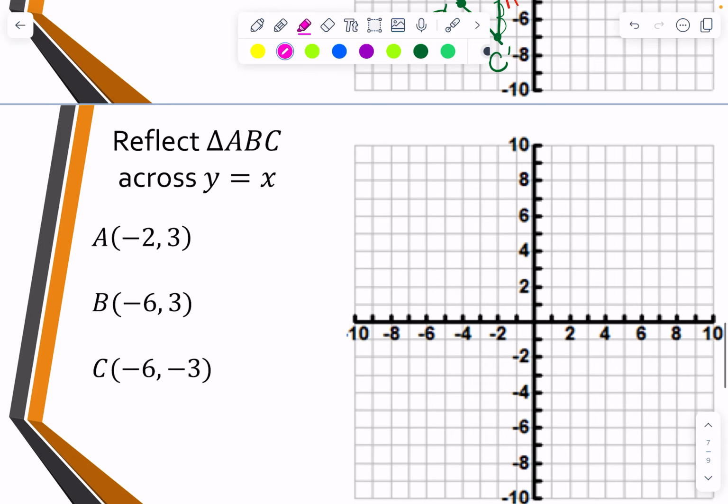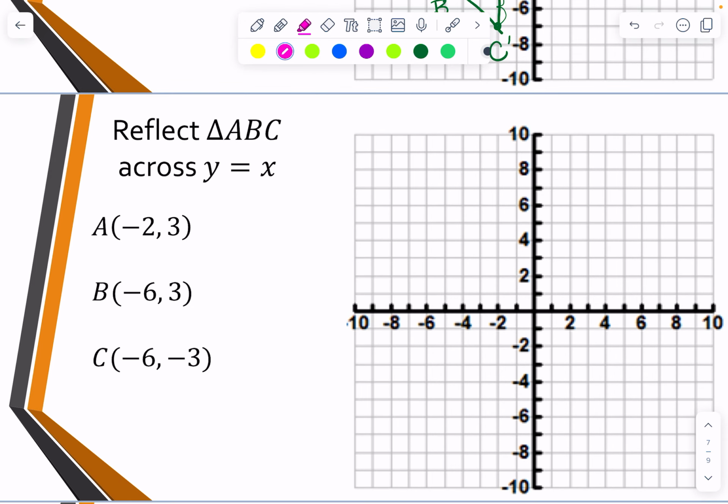Okay, so now let's go a little more challenging. We're going to graph the line y equals x and use that as our line of reflection. So what I'm going to start off with again is graphing my points.